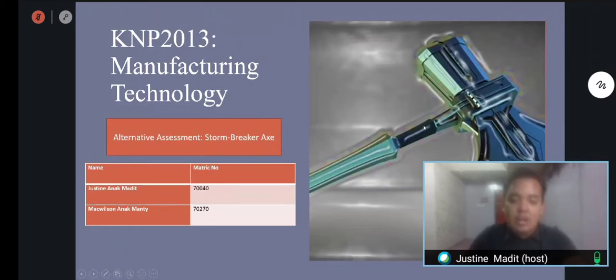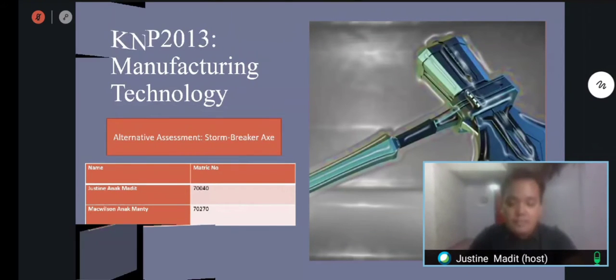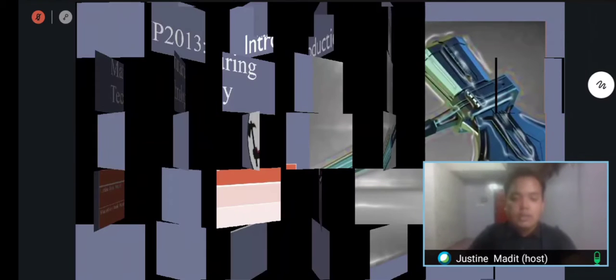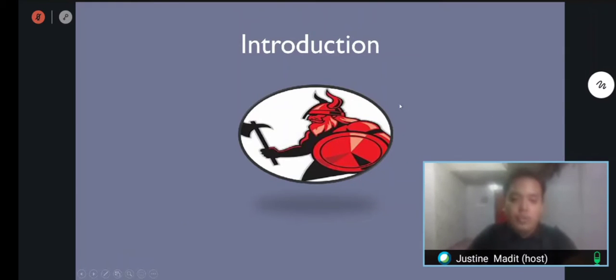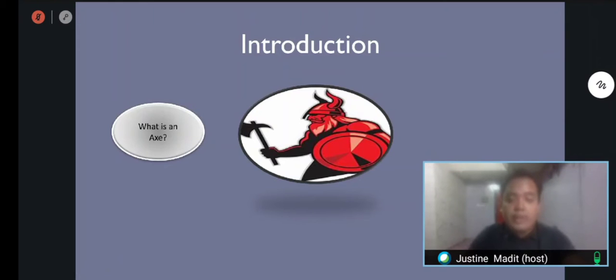All right, this is basically an illustration of what our X will look like. Okay, let us jump to our first slide. First of all, let me introduce what an X is. An X is a tool for chopping, shaping, or splitting wood. That is basically what an X is all about.